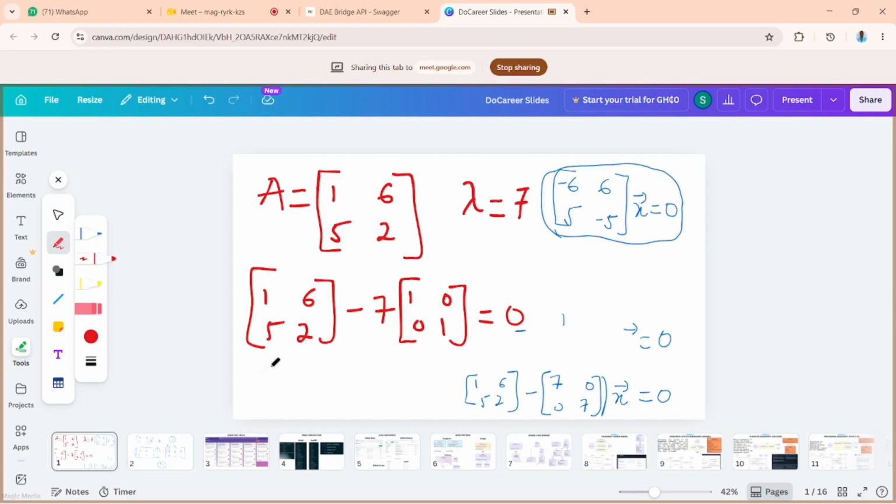When you are done doing this operation, I think you will have negative 6, 6, then 5, negative 5. Then I just bring the 0 here, and I'll focus on this matrix. I'll do the REF for this matrix and find out if it has a free variable or not. Then we are done. But I was explaining the whole process in the first stage.